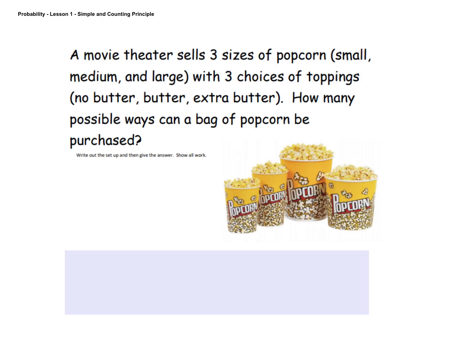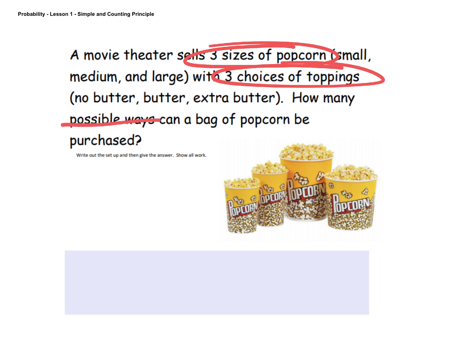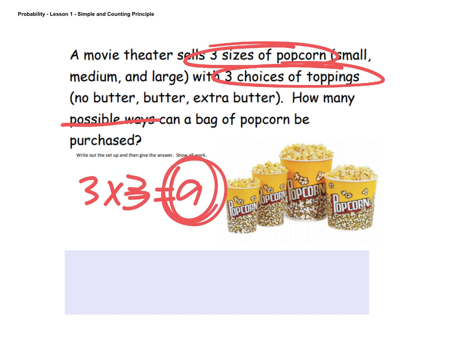Okay, this is our video for today. It's super simple because it's just a wrap up of yesterday. And all you have to know is that when you are offered multiple choices, like you have 3 kinds of popcorn and 3 choices of toppings, to get all the possible ways, you just multiply them. So 3 times 3 makes 9. There are 9 ways you could get it.